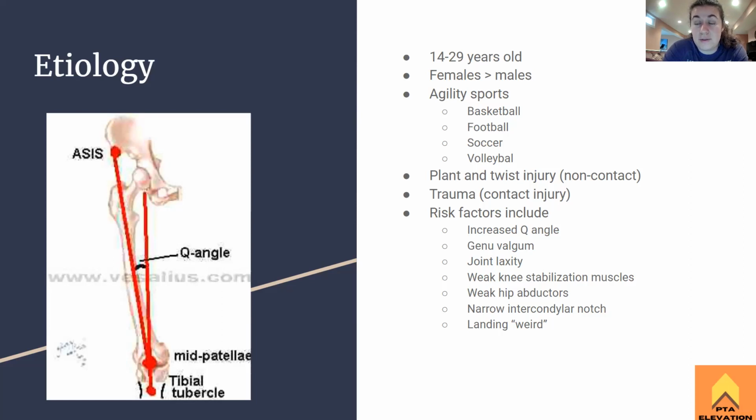So we want to strengthen those muscles. Narrow intercondylar notch, that just means the ACL has less room to move around. So it's higher risk of getting torn just because there's more stuff squishing in on it.